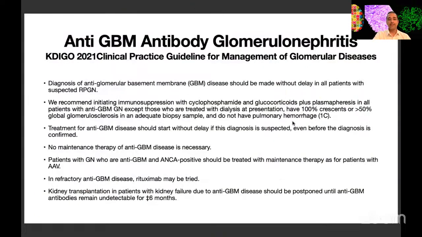And this was the crux of all the guidelines. We talk about no maintenance therapy for anti-GBM disease as necessary, in contrast to other autoantibody mediated diseases. In refractory anti-GBM, we talk of rituximab, but most of the time the management is hinging on steroids and cyclophosphamide. So this is what most of us are practicing and having varied outcomes and varied results. Next.